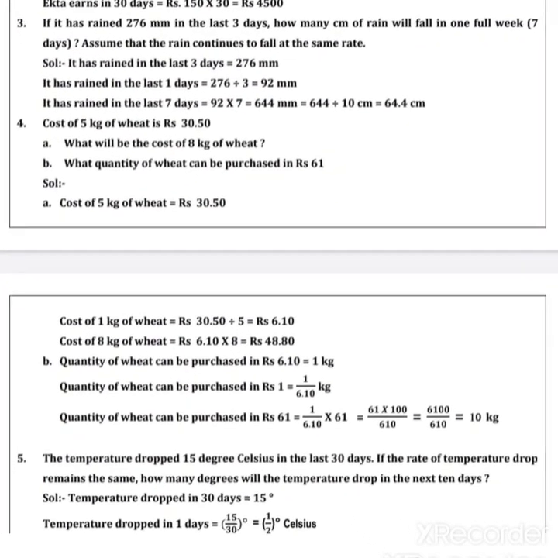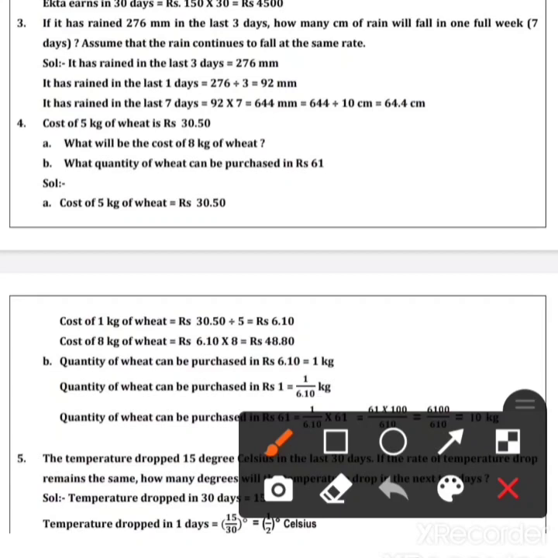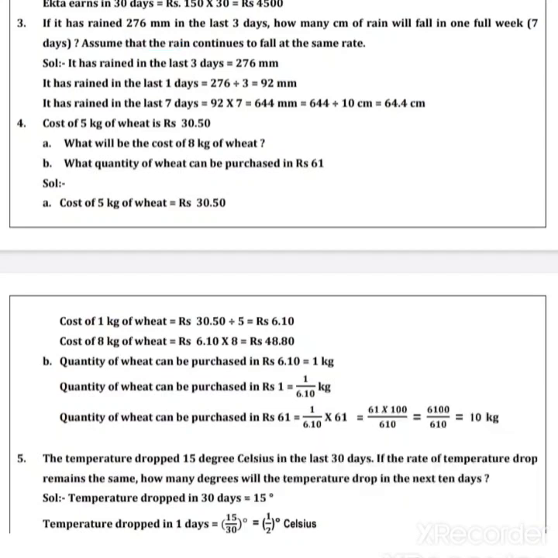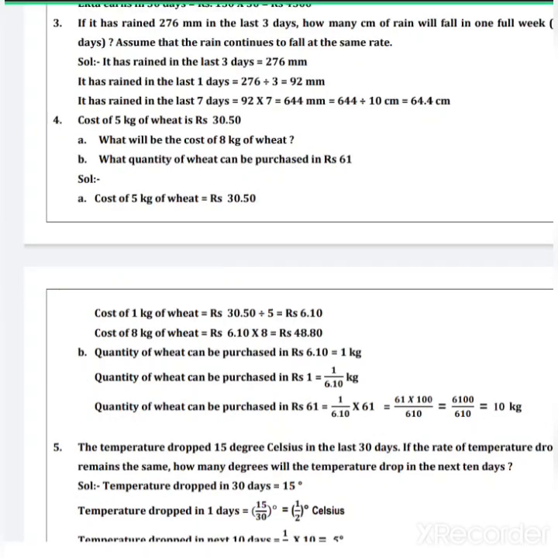In question number 3, if it has rained 276 mm in the last 3 days, how many centimeters of rain will fall in a full week, that is in 7 days? Assume that the rain continues to fall at the same rate, meaning the rate of falling rain is the same. We have rain in 3 days 276 mm. So solve: how many centimeters of rain will fall in one full week.